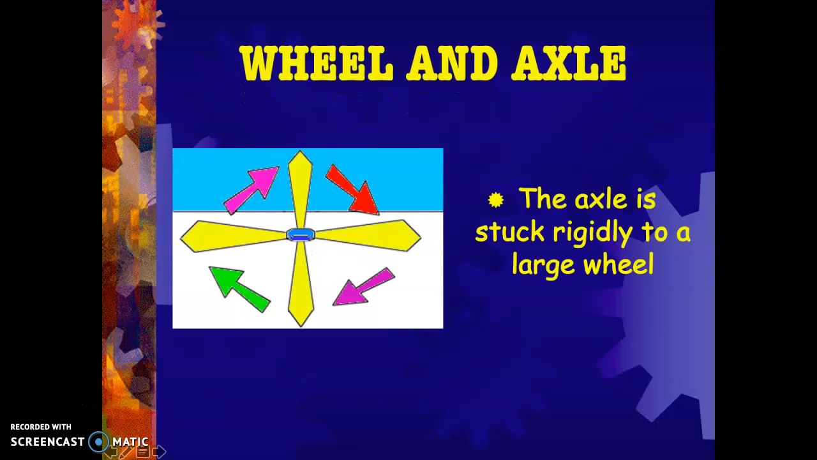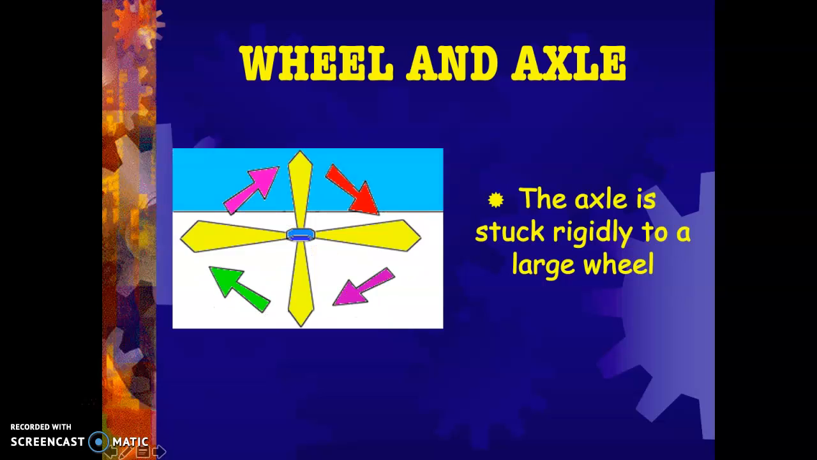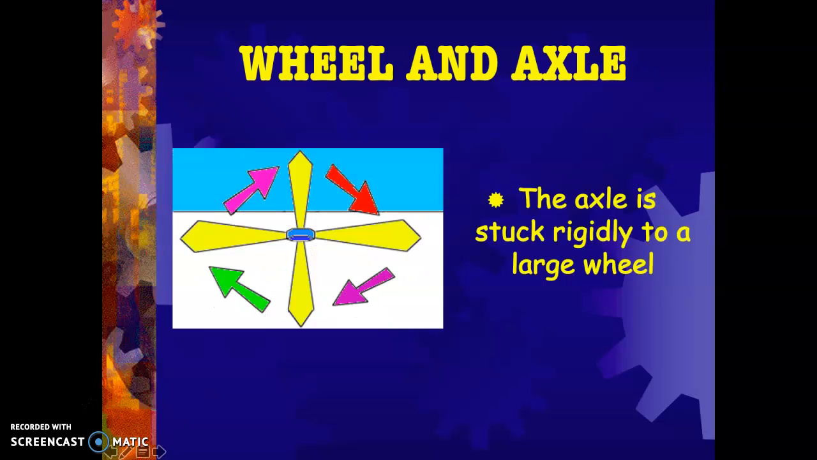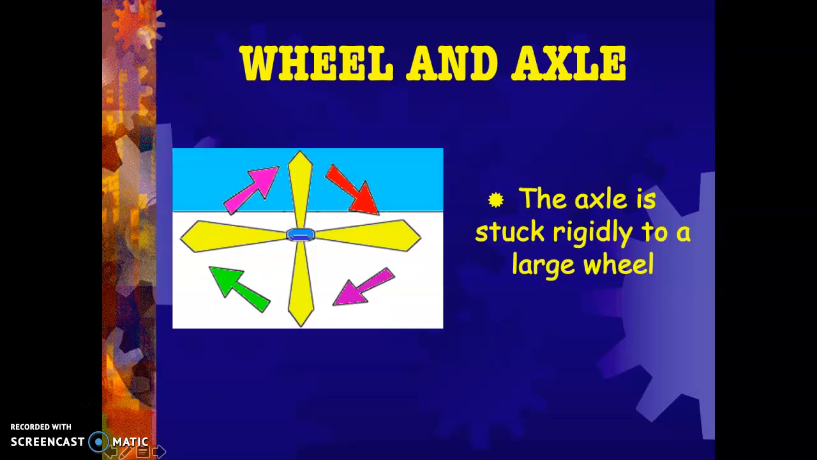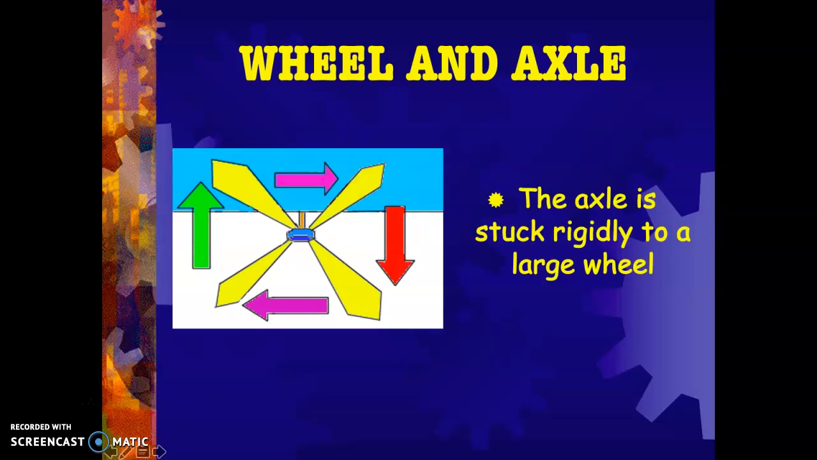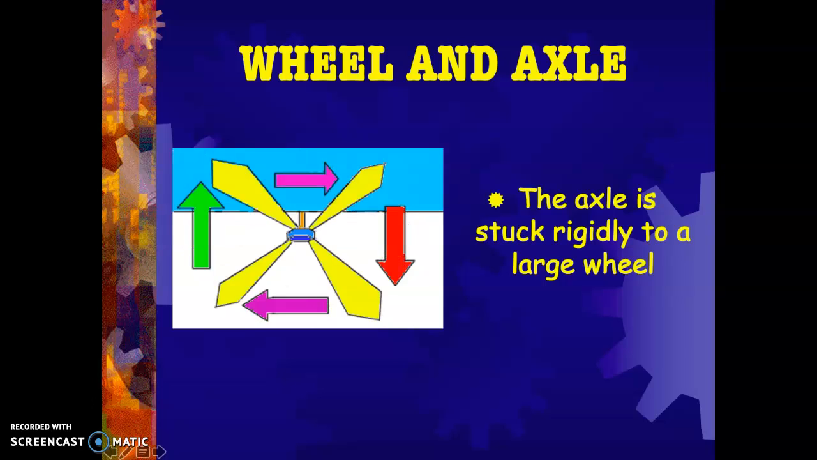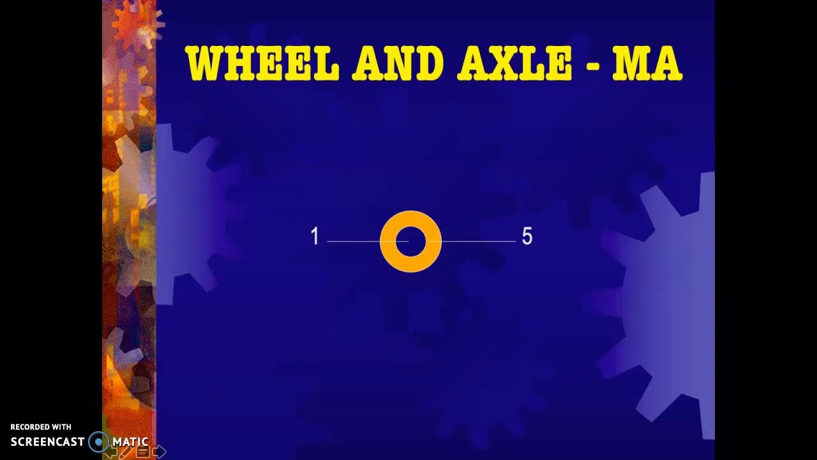And finally, we have what is called a wheel and axle. So the axle is stuck rigidly to a large wheel. You can see here in the picture that is a ceiling fan. You can see the axle in the middle, and the wheel spins or revolves around that. This is accomplished by causing the axle to spin. So both the axle and the wheel are spinning. Don't forget about that. Now, how do we calculate the wheel and the axle?